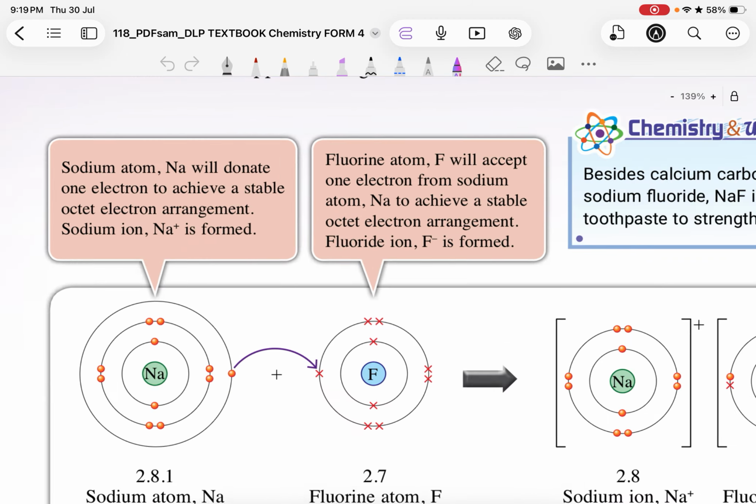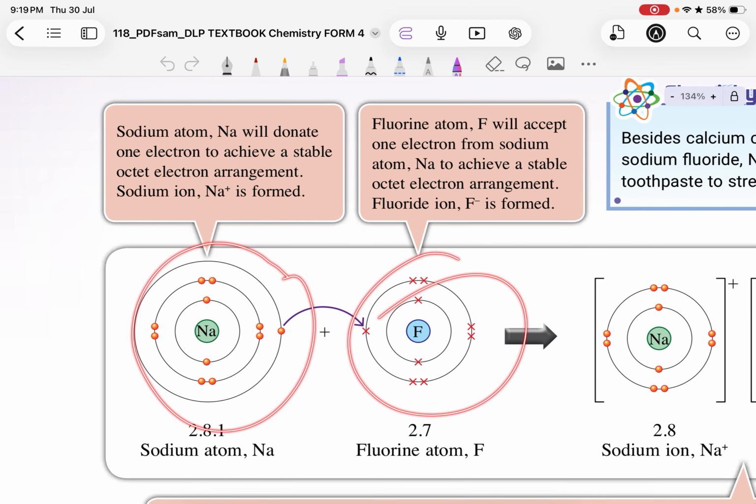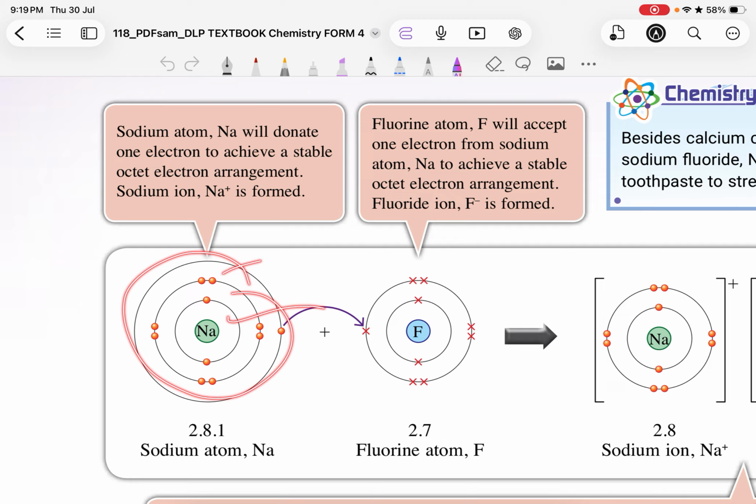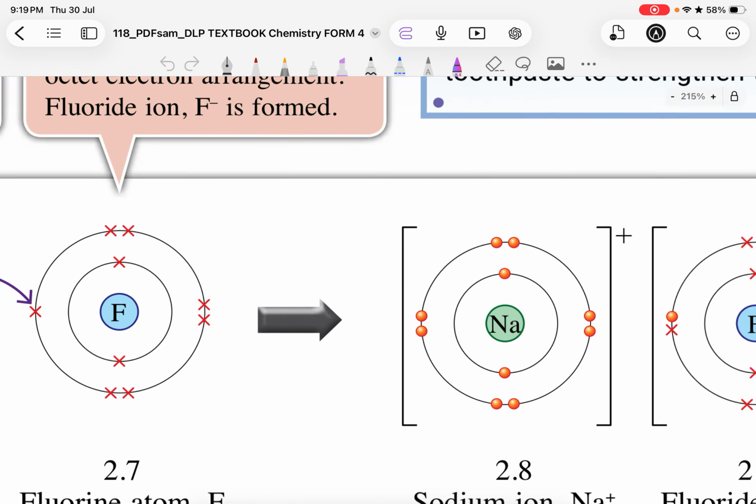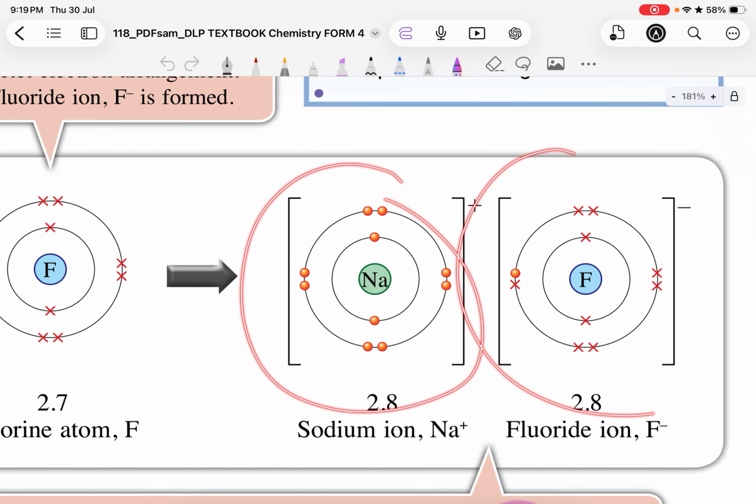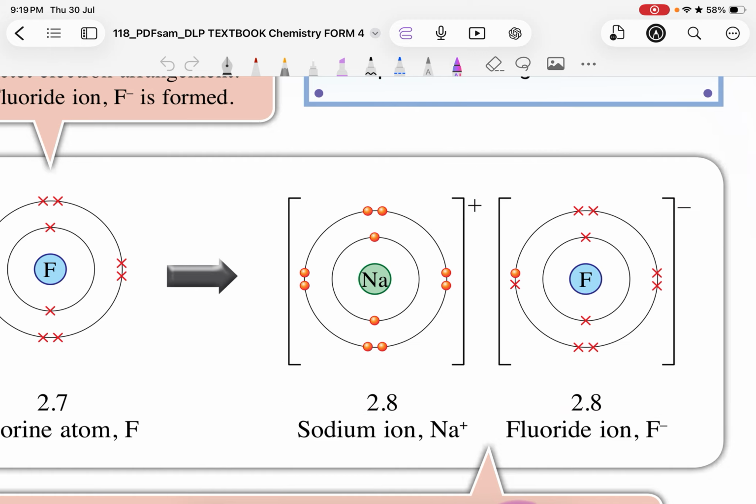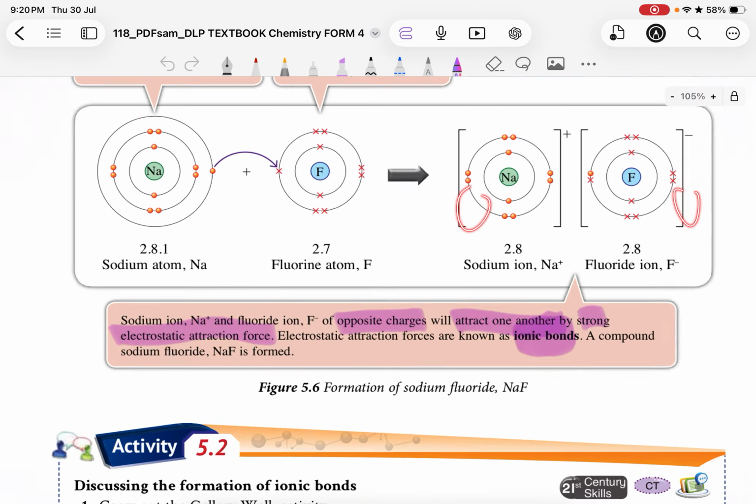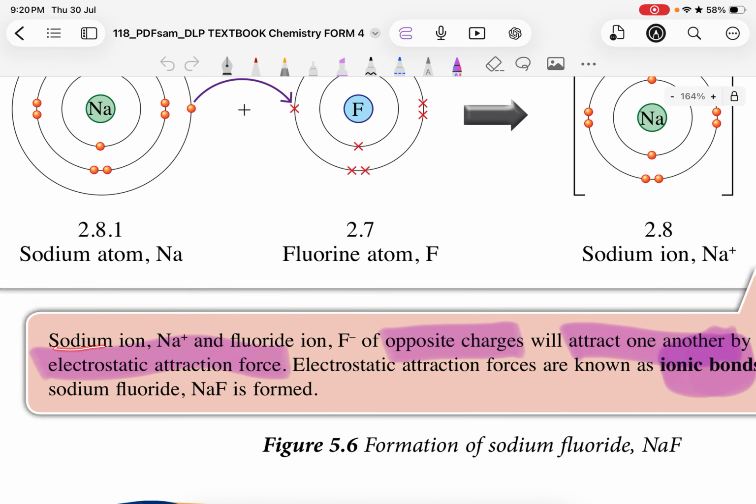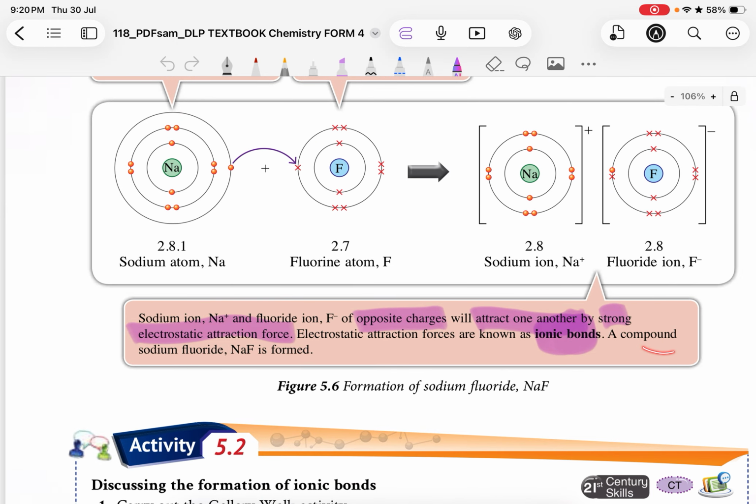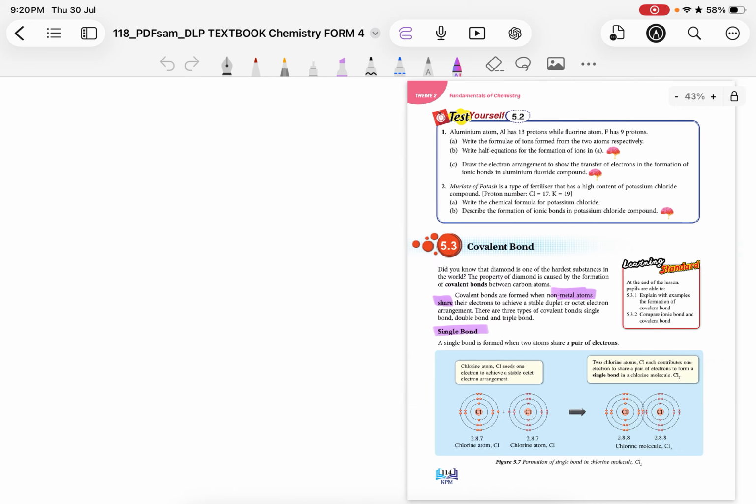Okay, and then one will donate and the other will receive, so both will achieve the octet electron arrangement. And you have to draw brackets, because you need to show that it is an ion. Since sodium ion and fluoride ion have opposite charges, they will attract one another by electrostatic attraction force, which is the ionic bond. So it will form the compound sodium fluoride. So that's for ionic bond.